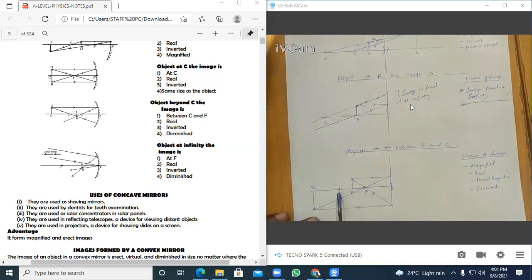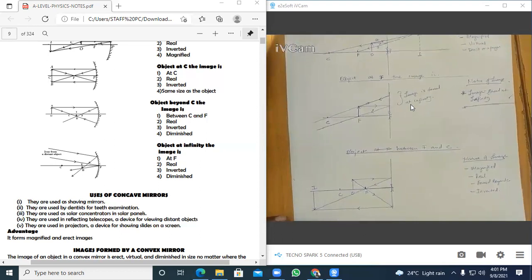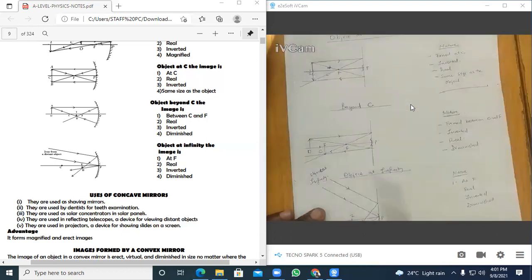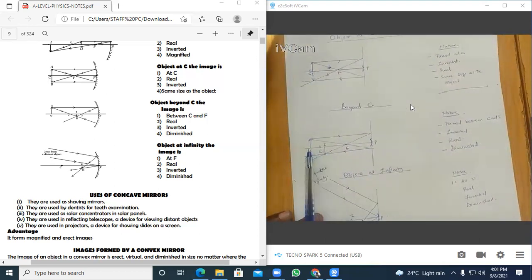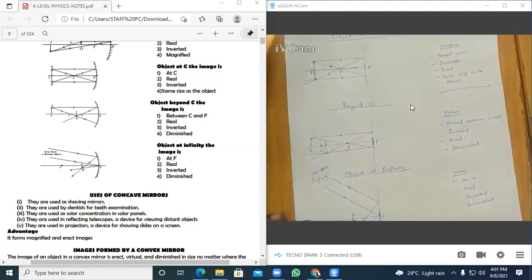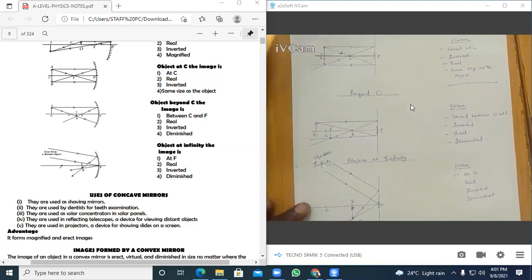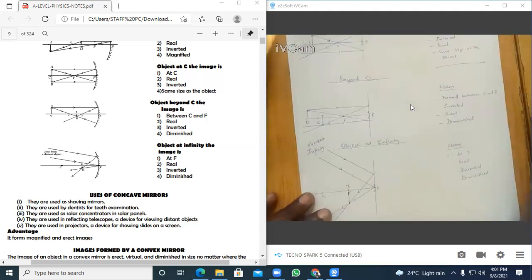Keep on moving it to this side, between C and F, the image comes here at C, like how we saw. If you put it at C, the image comes at C. Continue moving the object this side, the image will move this side. So now, if you place it beyond C, the image comes between C and F. If you place the object at infinity, the image is formed where? At F. So those are the things that you should note.